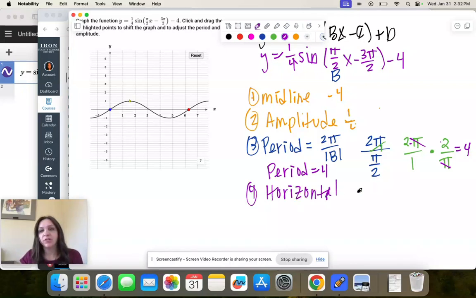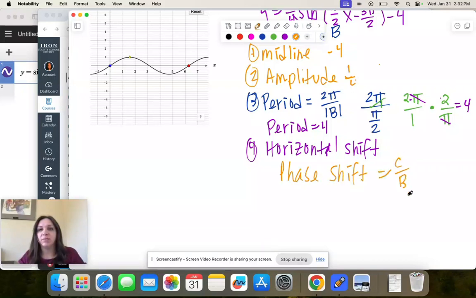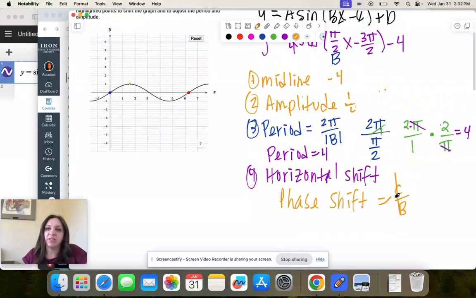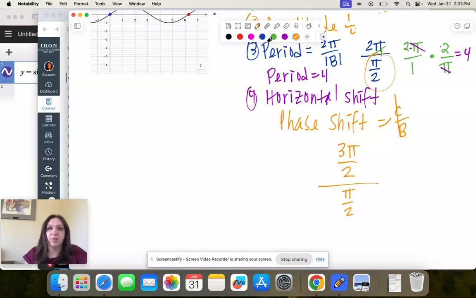Okay, now let's do our horizontal shift. So our horizontal shift is called the phase shift, which equals C over B. So C is, remember it's the opposite sign, 3 pi halves, divided by B, which is right here, pi halves. You're going to be so good at dividing fractions.